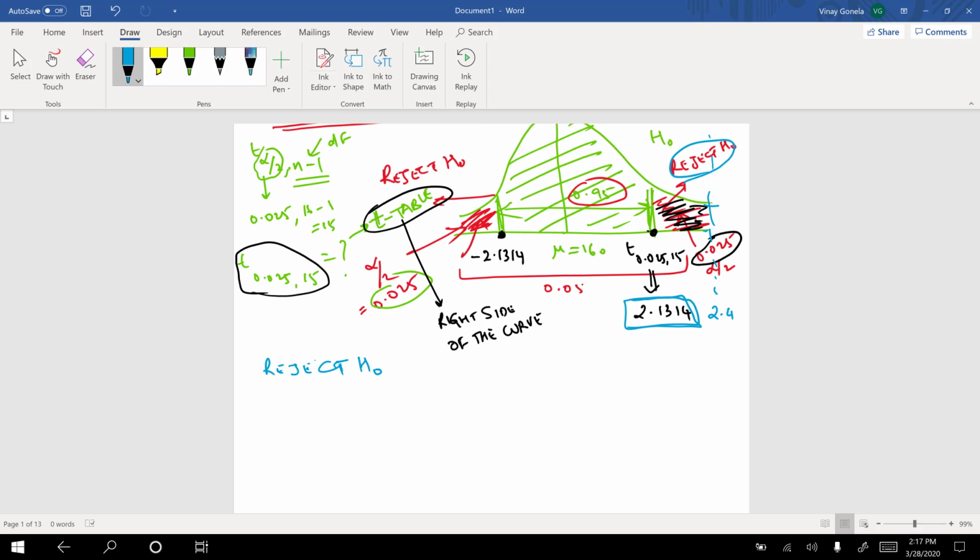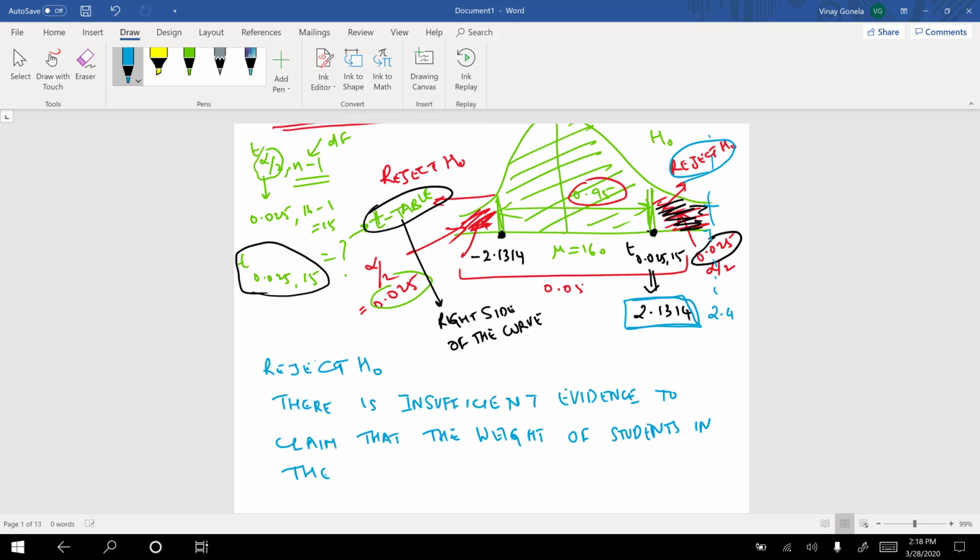This is how you will write the statement: there is insufficient evidence to claim that the weight of students in the university is 160 at 95% confidence interval. So that's the statement you will be writing.